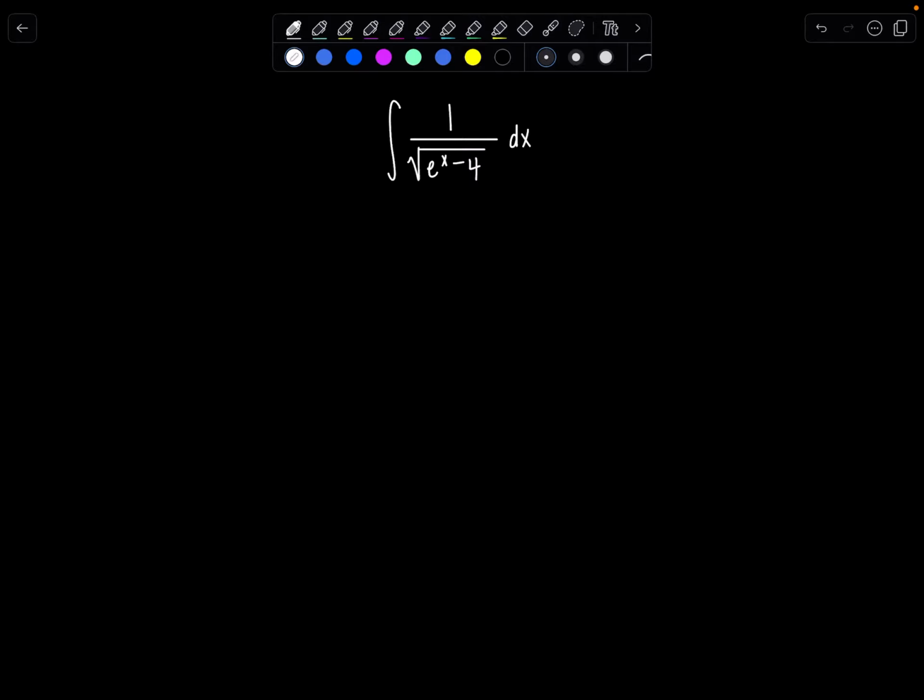Here's your latest integral of the day. We have an indefinite integral of 1 over the square root of e to the x minus 4 dx. If you want a little hint, it just requires a u substitution, and that is it.